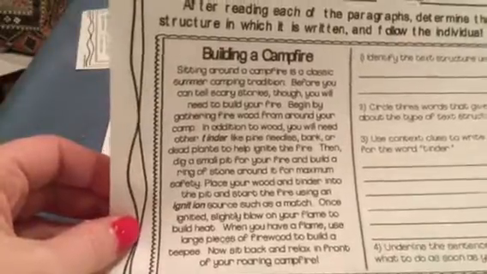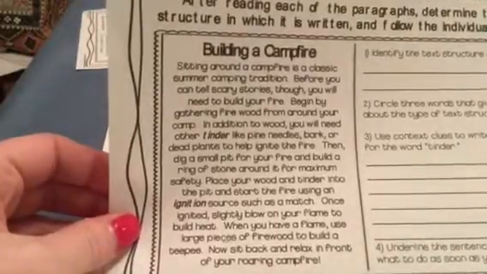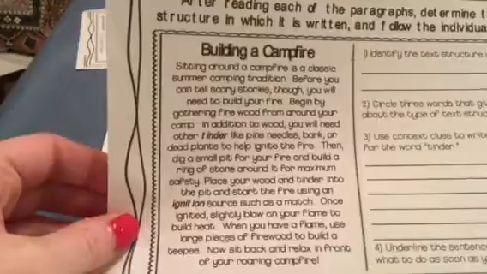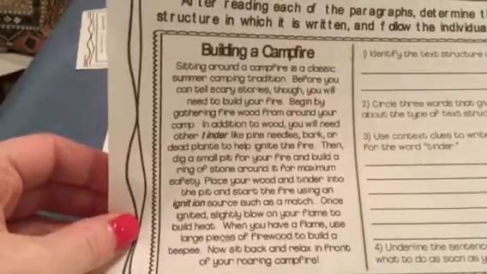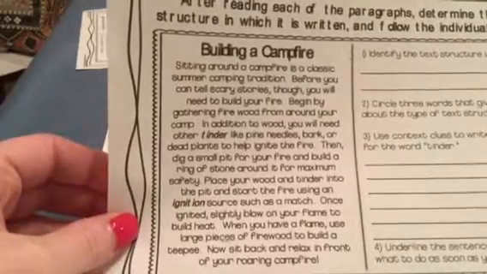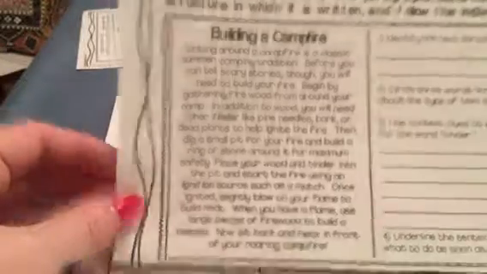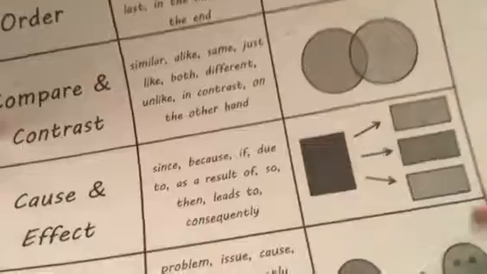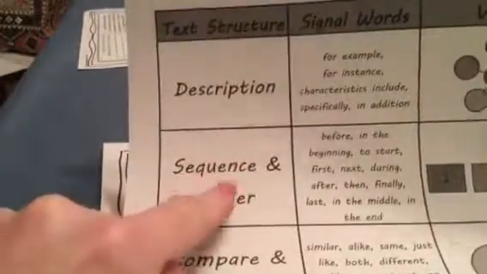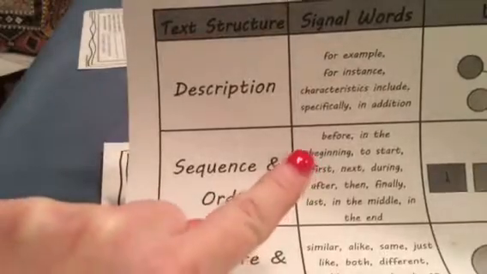Let me just reread those first 2 sentences. Sitting around a campfire is a classic summer tradition. Before you can tell scary stories, though, you will need to build your fire. I hear that word before, and I feel like I remember seeing that on here. Oh yeah, under sequence and order, one of the signal words is before. Let's see if we can find anything else to help us here.